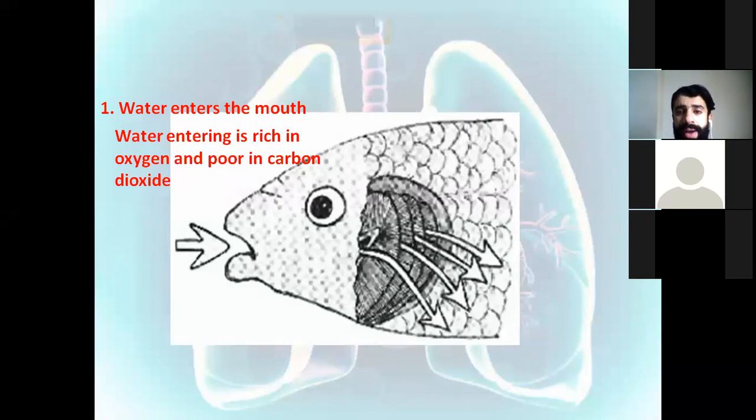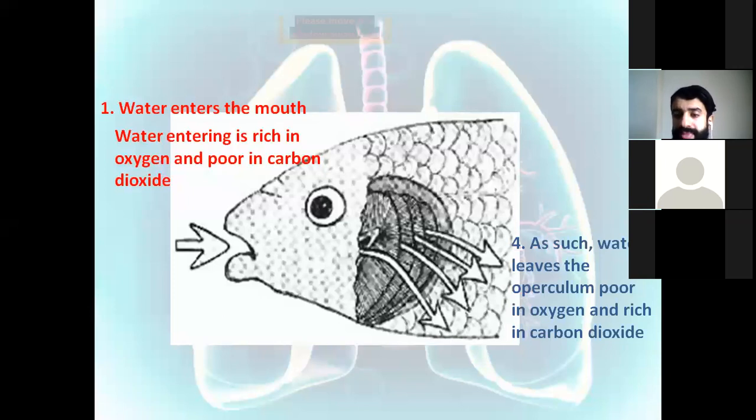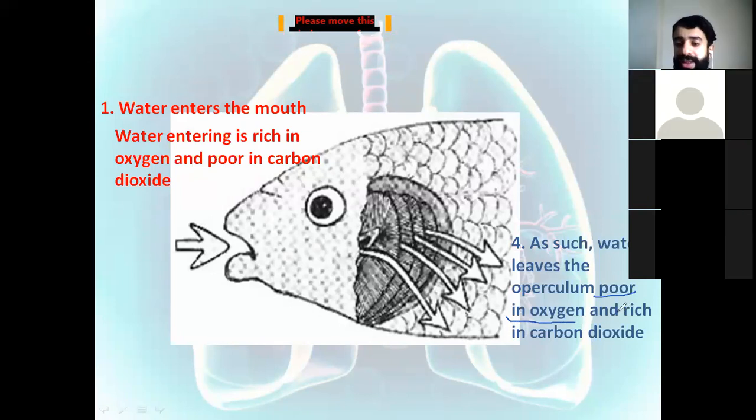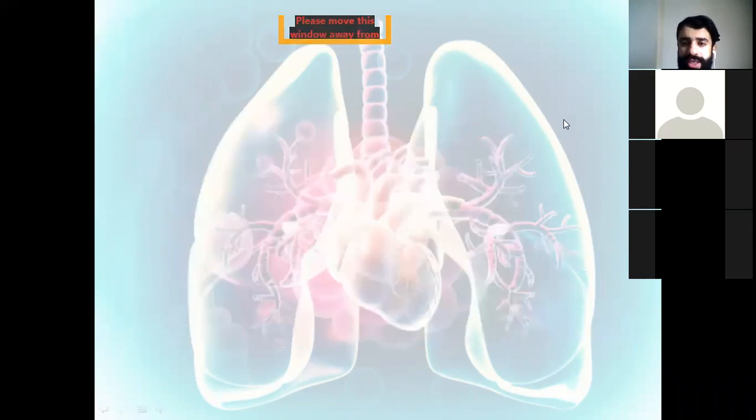And the fourth step is the water leaves through the operculum. This water leaving will be poor in oxygen, containing a low amount of oxygen. Why? Because the fish already used the oxygen and released carbon dioxide. This water leaving will be poor in oxygen and rich in carbon dioxide.